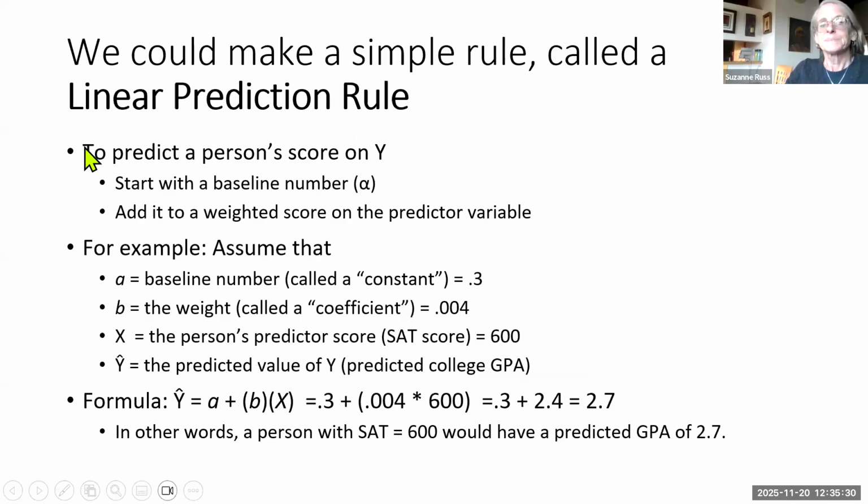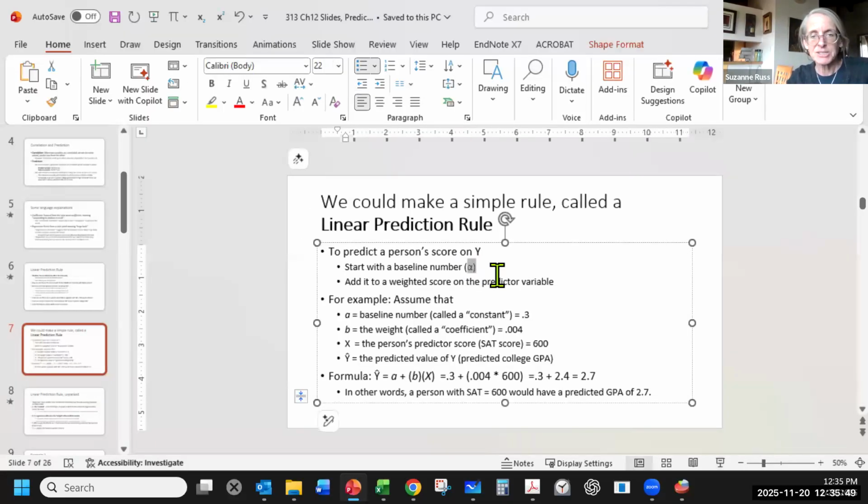So we make a rule. We will do this in real life in just a minute here. So just to give you some of the language though, we predict a person's score on Y by starting with a baseline number. And we call that baseline number A. And that looks like an alpha to me, but it actually isn't. It's just an italicized A.